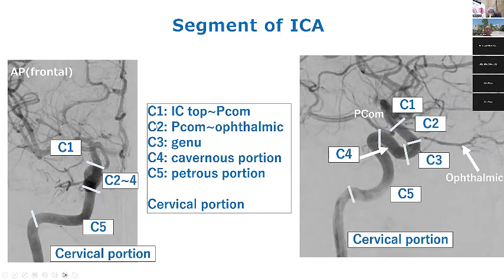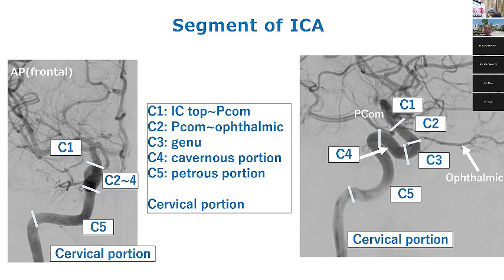C1 refers to the portion from the top of the ICA to the origin of the posterior communicating artery. And C2 is from the origin of the PCOM to the origin of the ophthalmic artery. This is the C2 segment. And C3 is the genu of the ICA, and C4 refers to the cavernous portion of the ICA. C5 means the petrous portion of the ICA, and after that, the cervical portion is here. So we call C1, C2, C3 to name the segments of the ICA.